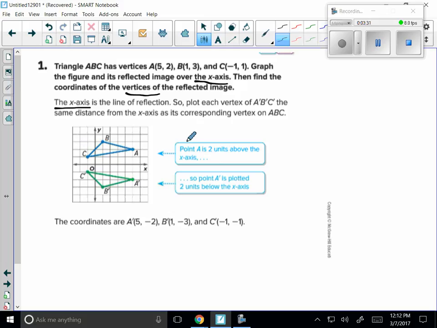So, and they do a good job of breaking it down. So it says point A is 2 units above the x-axis. So you can say, okay, here's 1, 2. That's the halfway mark. Go 2 more. 1, 2, and I put a dot. Same for B. I can count 1, 2, 3. That's the halfway mark. Count 3 more times, and I'm at B prime. Now for C, I only have to go once, so I go 1 time down. And then you guys can read those coordinates, and that's really what they want you to put as the coordinates. That's the answer that they're really, really looking for.